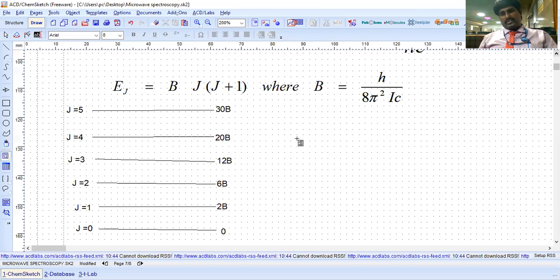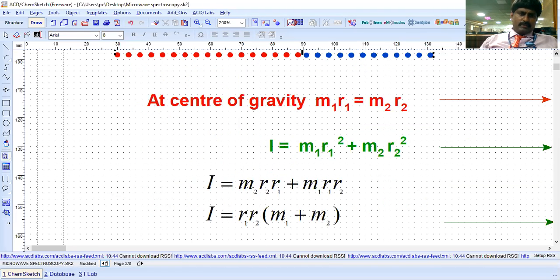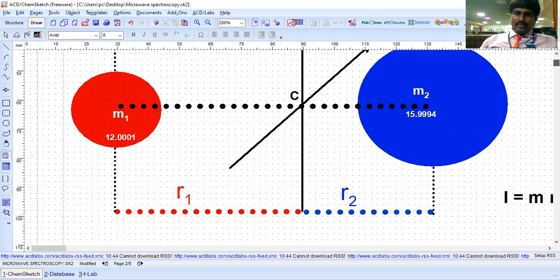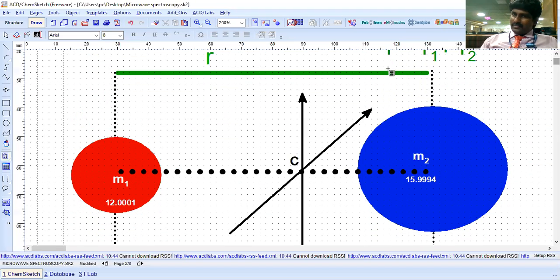The polyatomic molecules are a different thing. For carbon monoxide, HCl, NO, SO, O2, this type of molecule we can calculate J. The advantage of this is we can find out the bond length. If you know the atom information, we can find out the bond length of the molecule. That is the advantage of microwave spectroscopy.